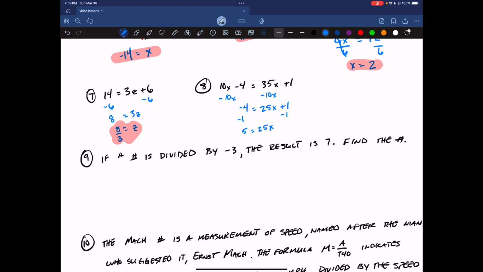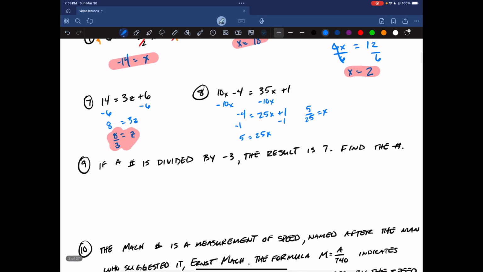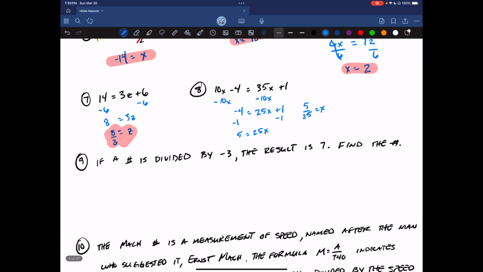Now, here's what a lot of students struggle with. They know when they look at this that they're going to have to divide by 25. And so they get 5 over 25 equals x. And they know the multiplication factor 5 times 5 is 25. And so they'll immediately say, the answer is going to be 5. Be careful with that. You're not wrong per se, but the answer is incomplete.